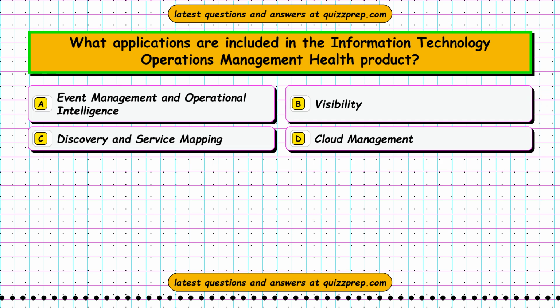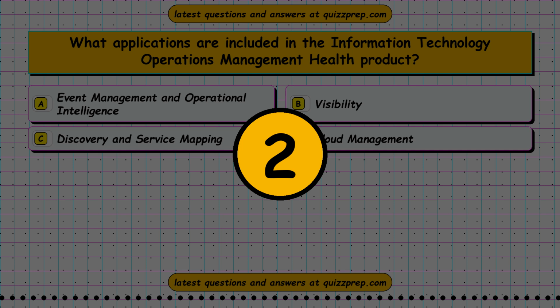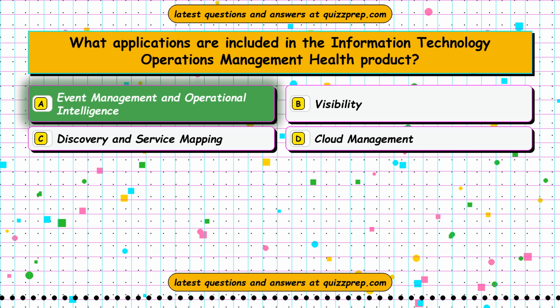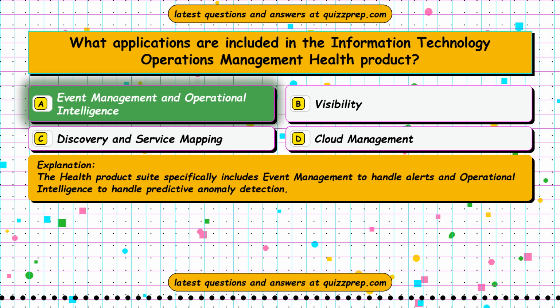Question 32. What applications are included in the Information Technology Operations Management Health product? Option A, Event Management and Operational Intelligence. Option B, Visibility. Option C, Discovery and Service Mapping. Option D, Cloud Management. The correct answer is option A, Event Management and Operational Intelligence. The health product suite specifically includes event management to handle alerts and operational intelligence to handle predictive anomaly detection.